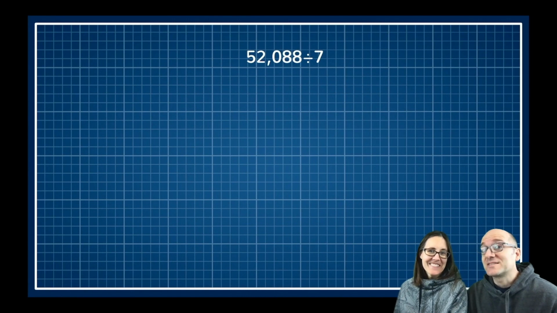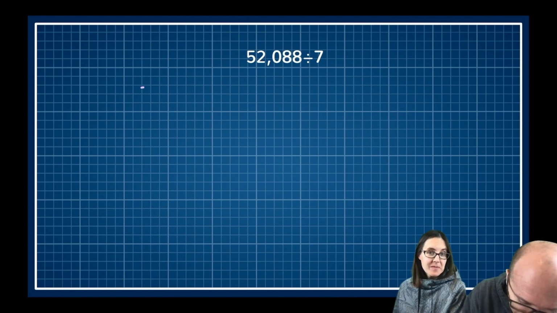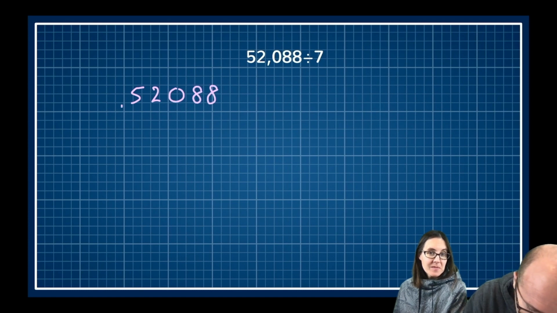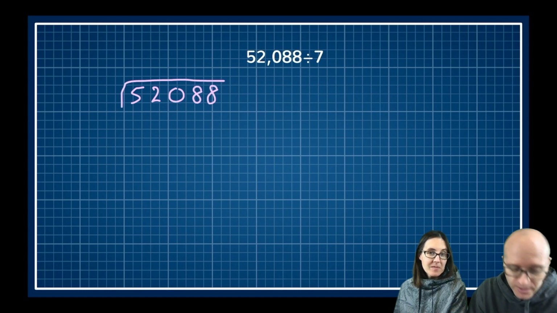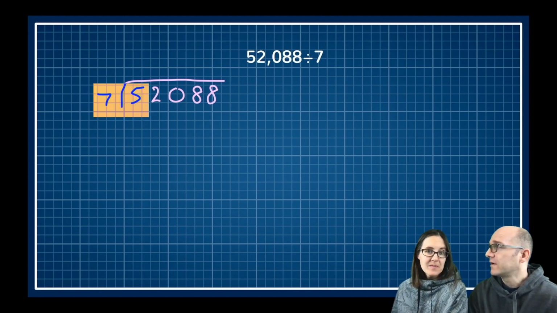A bigger problem this time, 52,088 divided by 7. Okay, so we rewrite it as before, 52088. Kind of put the bar there, and 7 on the outside. Does 7 go into 5? Nope.